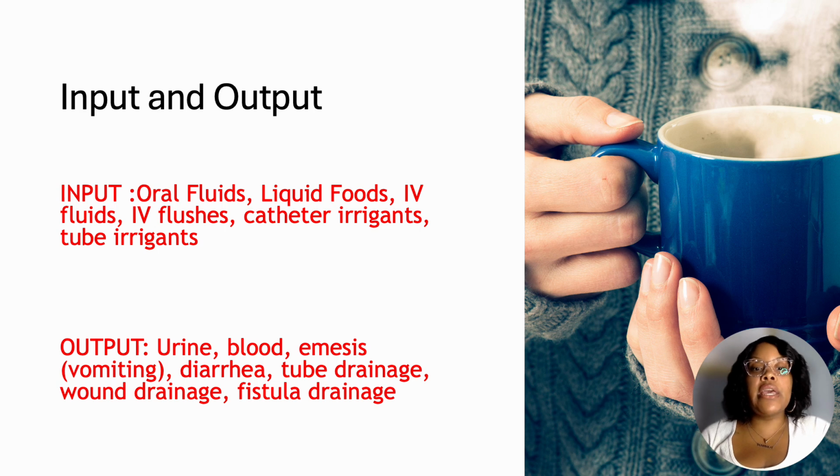Output is urine, blood, emesis, diarrhea, any tube drainage, wound drainage, and fistula drainage. For example, a wound vac or chest tube drainage. Anything that is draining from the patient is the drainage that we would count for our output.